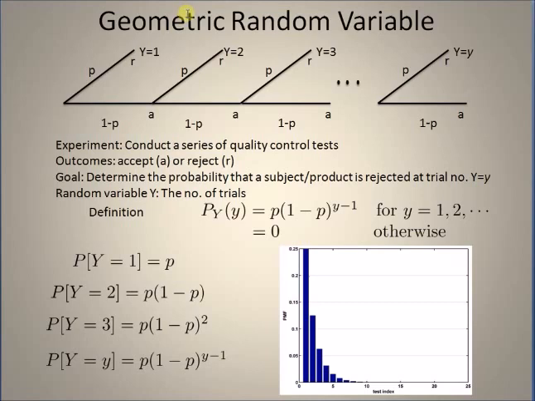In summary, geometric random variable basically consists of a series of control tests, and the results or outcomes can be characterized or illustrated by using a tree diagram. And the probability that the test subject or test product is rejected at a particular trial is calculated by just multiplying the probabilities along the relevant path.